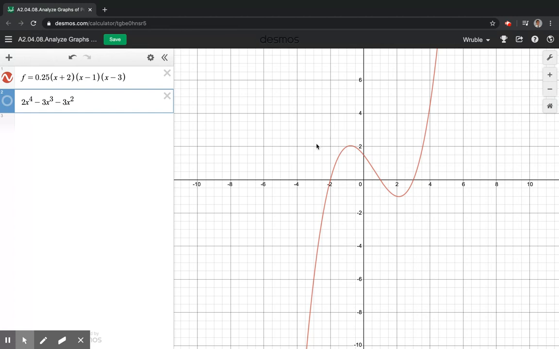So here we have some graphs to look at. We can see this is a cubic function, and we have a local maximum here and a local minimum here. There's 3 zeros, so this is degree 3. 3 minus 1 is 2 turning points. There's a turning point there, and there's a turning point there.